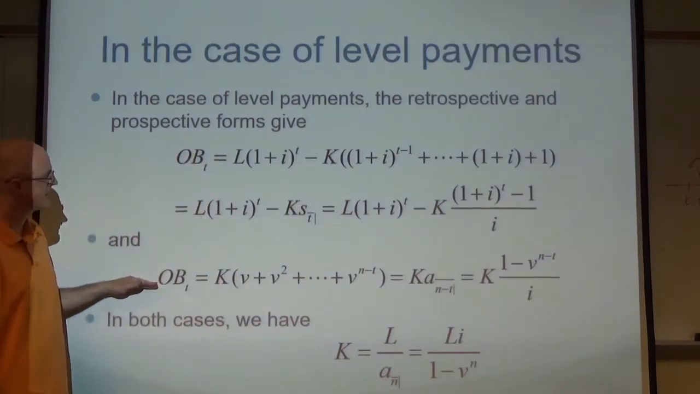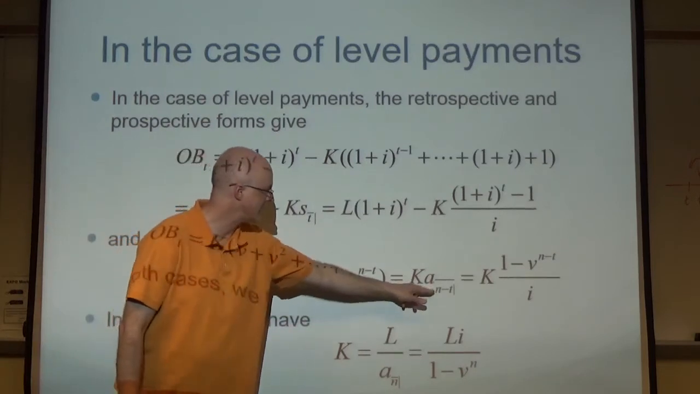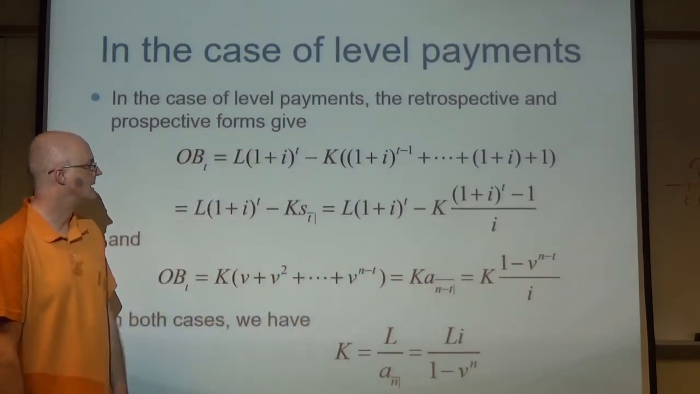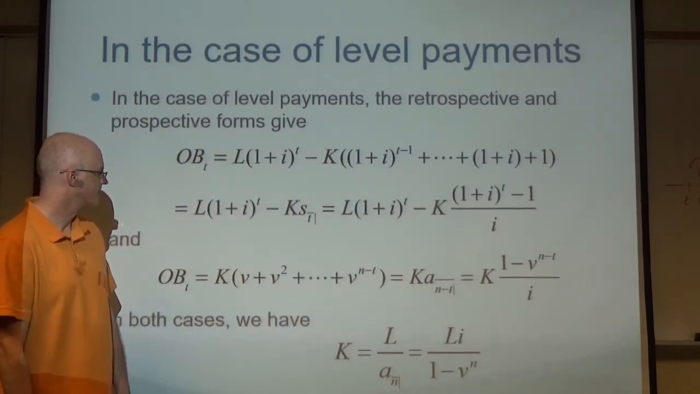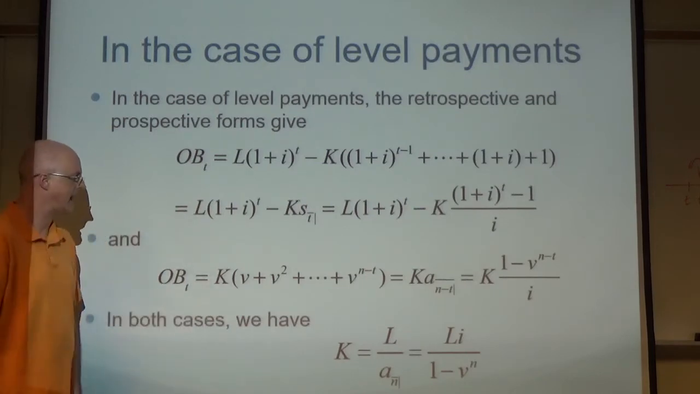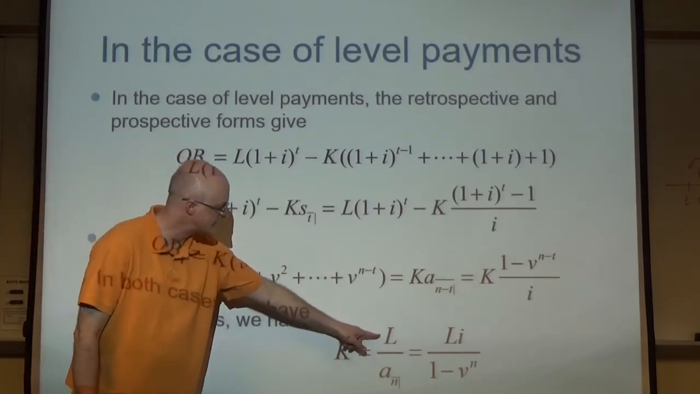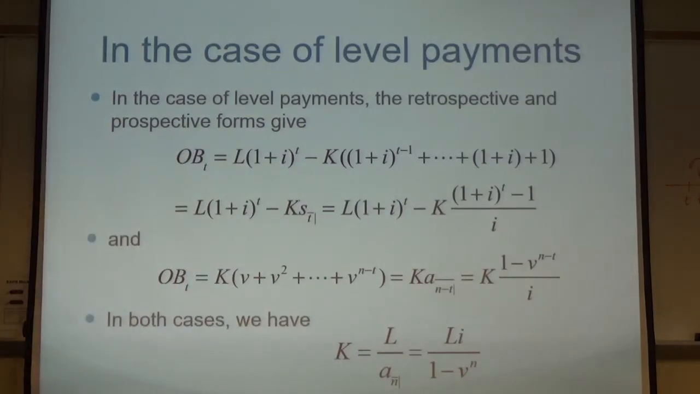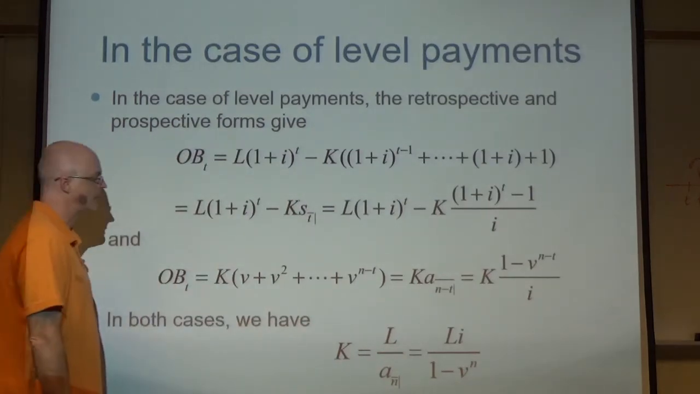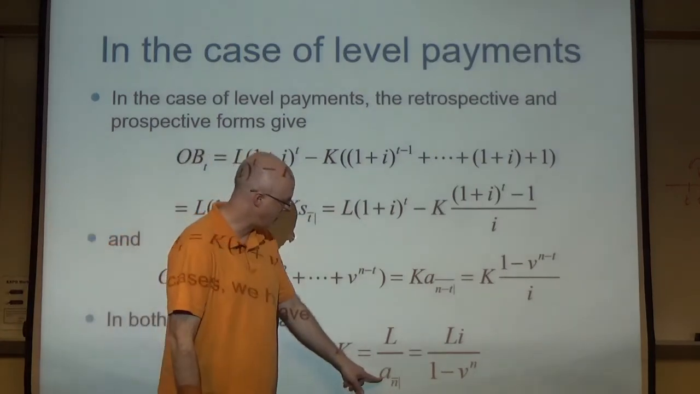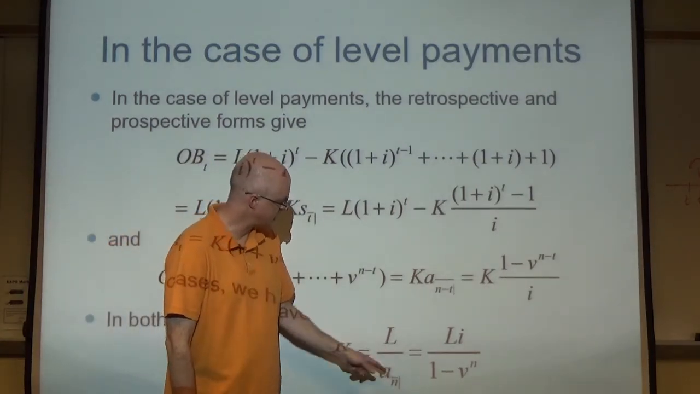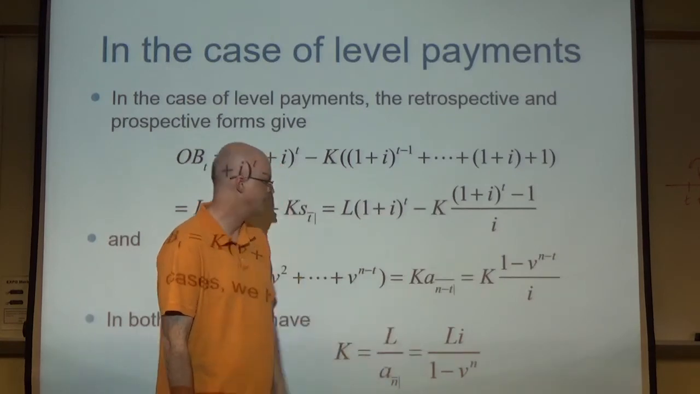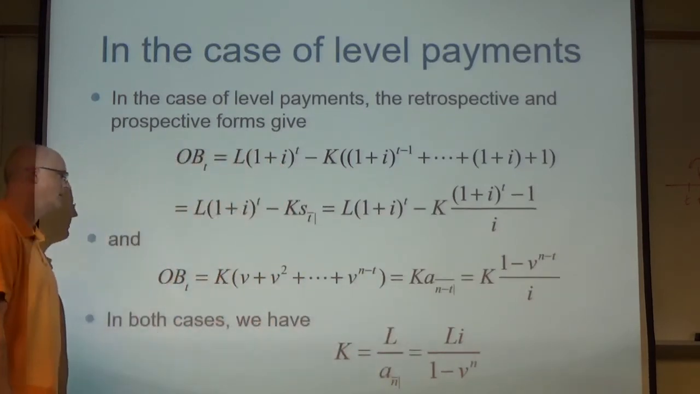The prospective method can be written this way in terms of the present value of an annuity immediate with payments of 1. And in both of these cases, K, the payment per period, is equal to this. We talked about that equation again around 25 minutes ago. That can also be written if you replace a sub n with 1 minus v to the n over i and take its reciprocal. Since you're dividing by it, it can be written this way. That's the amount of your payments in this situation.